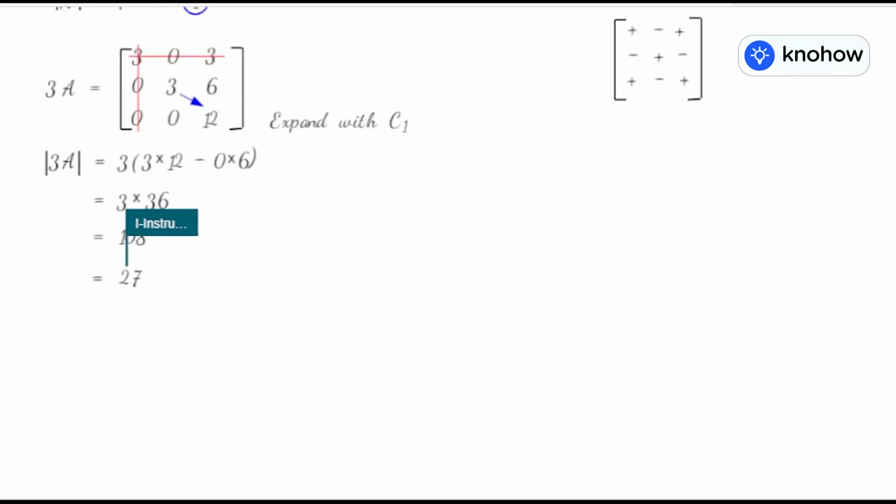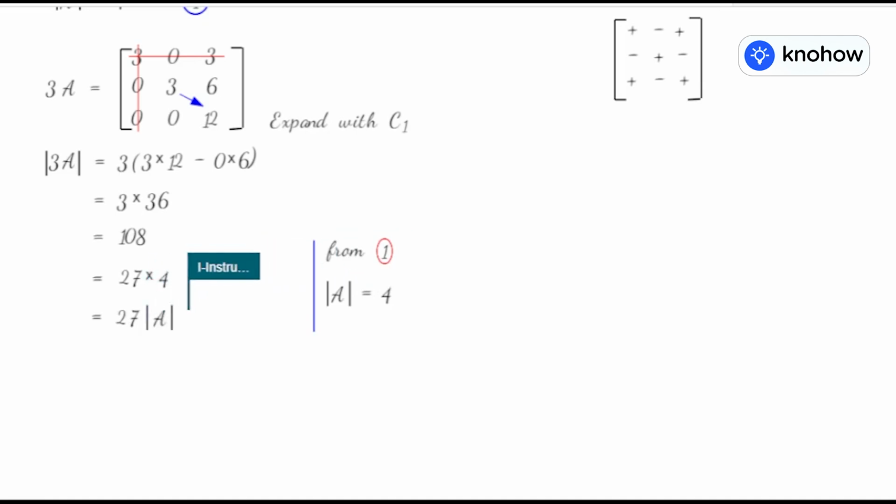And you know, from 1, the value of determinant A is 4. So let me replace this 4 by determinant A. So what do you find? That the value of determinant of 3 times matrix A is 27 times determinant A. Determinant of 3A is 27 times determinant A.